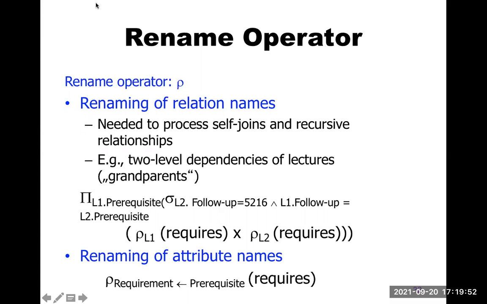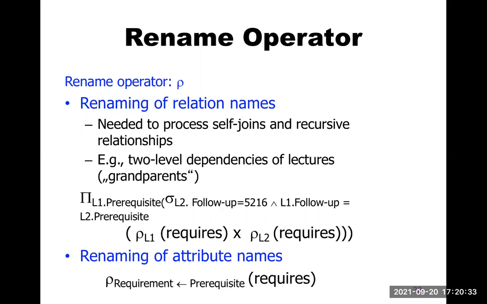Okay, so the rename operator. It renames fields. It may rename the whole relations. It may assign new names to relations. Let's say I have a table of requires and I need to use it twice. If I try to refer to the table of requires, how can I build a condition? Requires dot field equal to requires dot field.